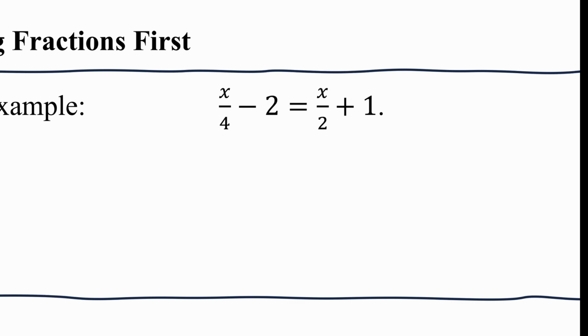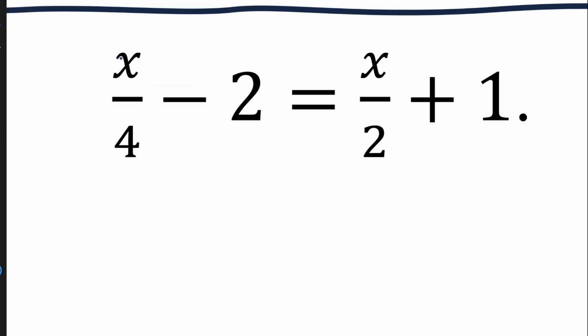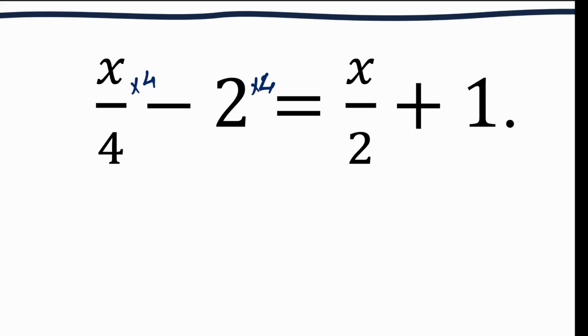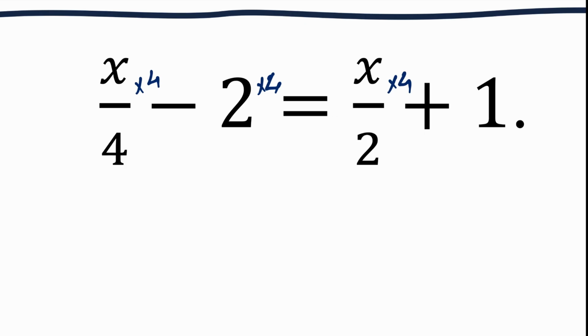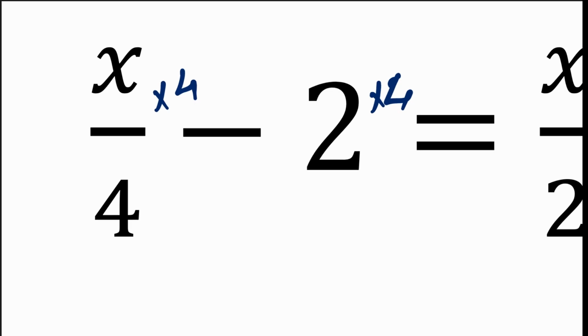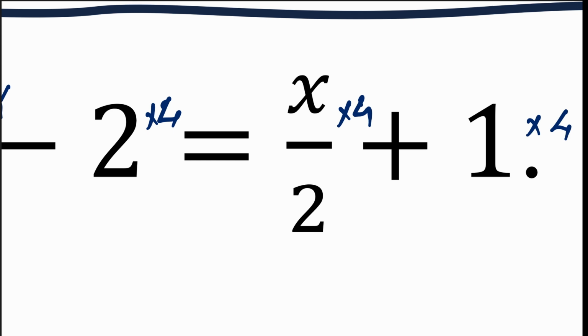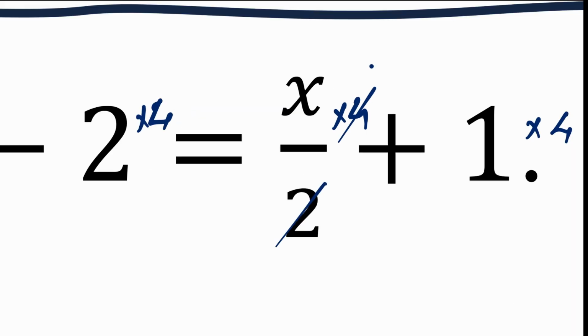So I am going to multiply the LCM 4 with each term of this equation. Which means I have to multiply x by 4 times 4, negative 2 times 4, x by 2 times 4, plus 1 times 4. If you are multiplying x by 4 times 4, these 4s will cancel each other, so the denominator disappears. And here, if you are cancelling 4 and 2, the remaining term will be 2. 4 divided by 2 is 2.